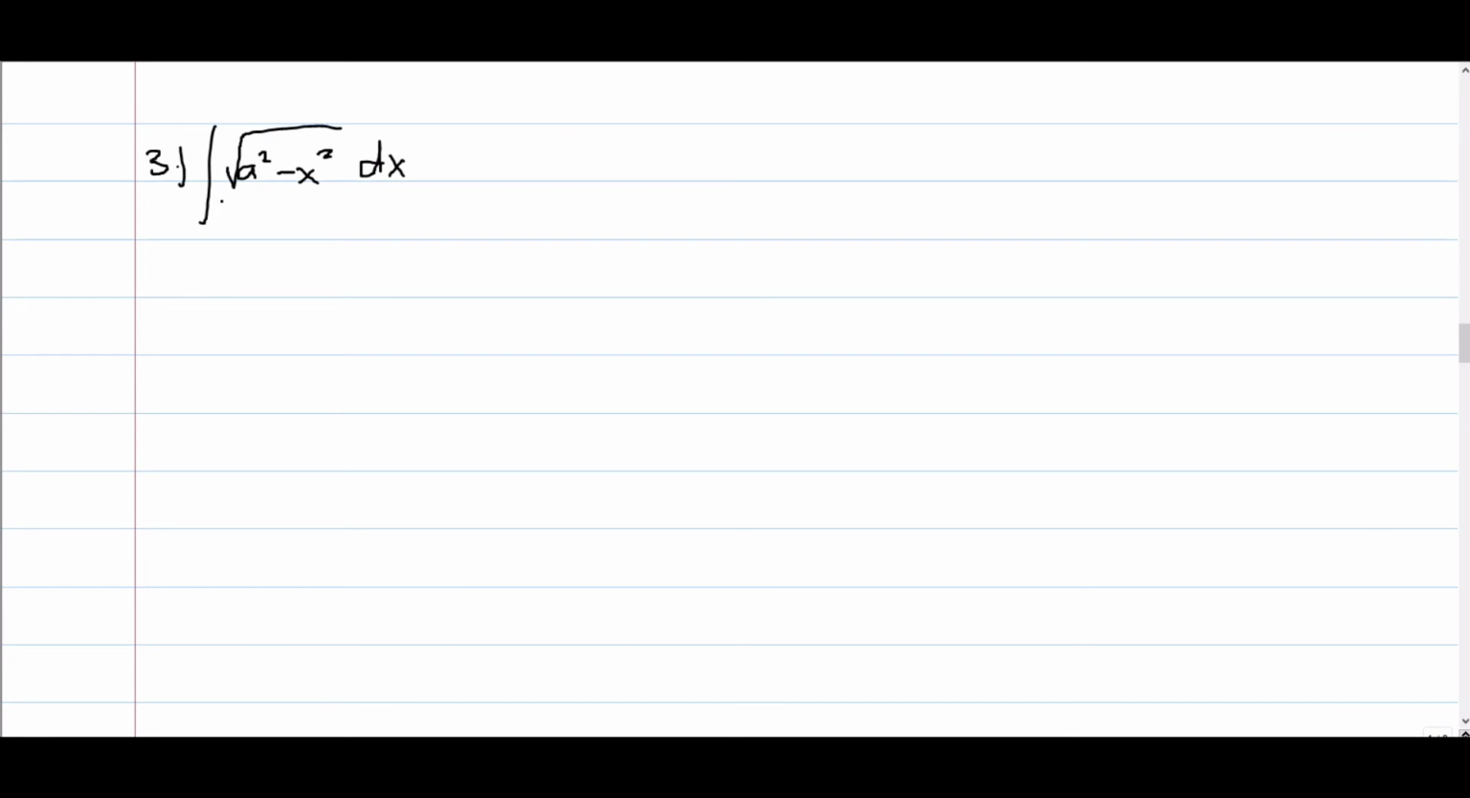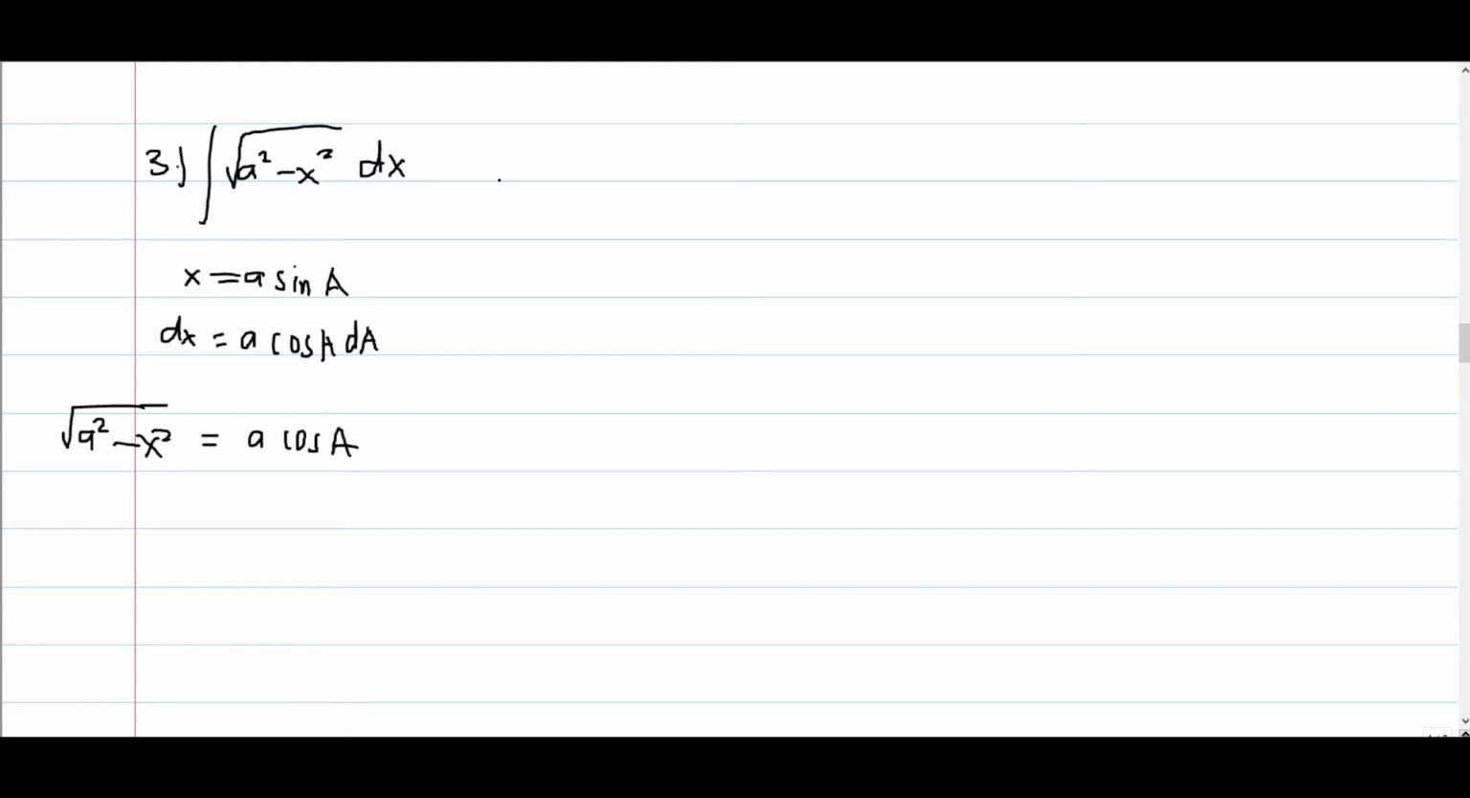So another example is the integral of the square root of a squared minus x squared dx. Let's say x is equal to a sine θ, so dx is equivalent to a cosine θ dθ. Also, we have the square root of a squared minus x squared, which is equivalent to a cosine θ.